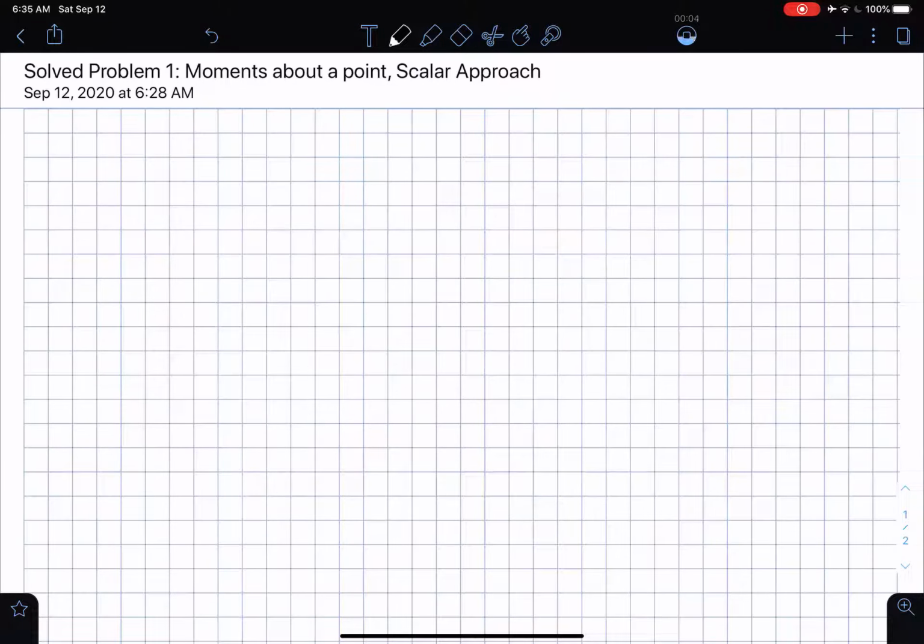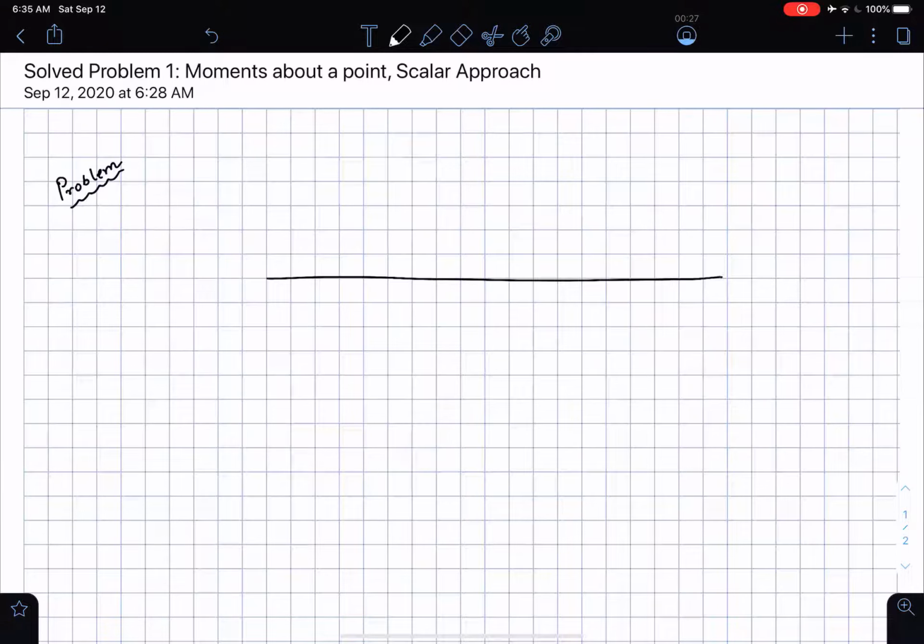We're going to be solving a very nice short problem on moments about a point using the scalar approach. Okay, so here is the problem. And we'll go over this problem step by step when we make use of the right hand rule to compute the resultant moment. Okay, so in this problem I have a long thin beam.